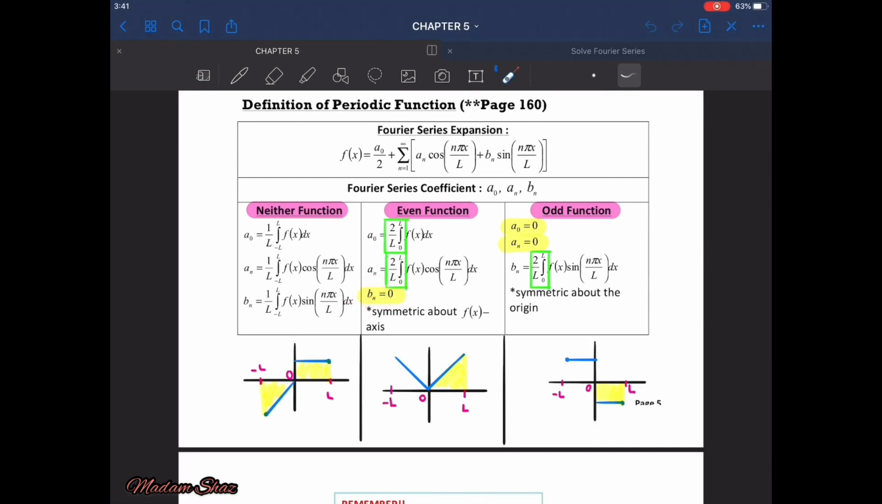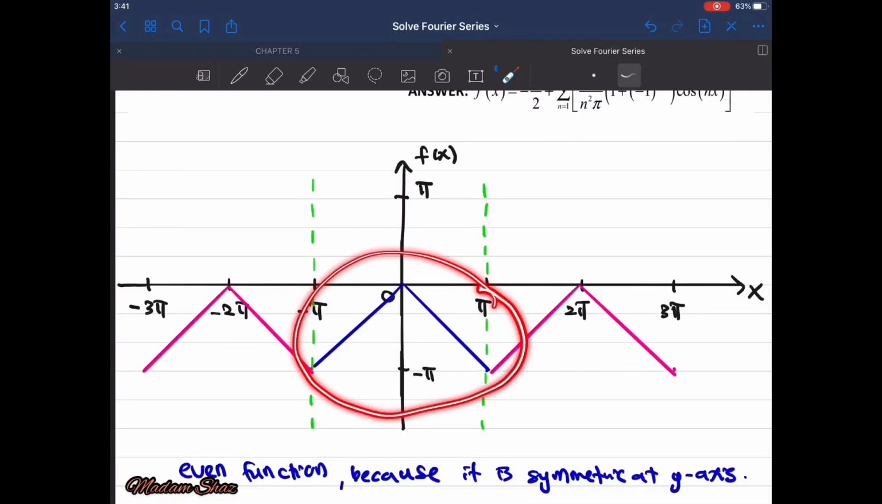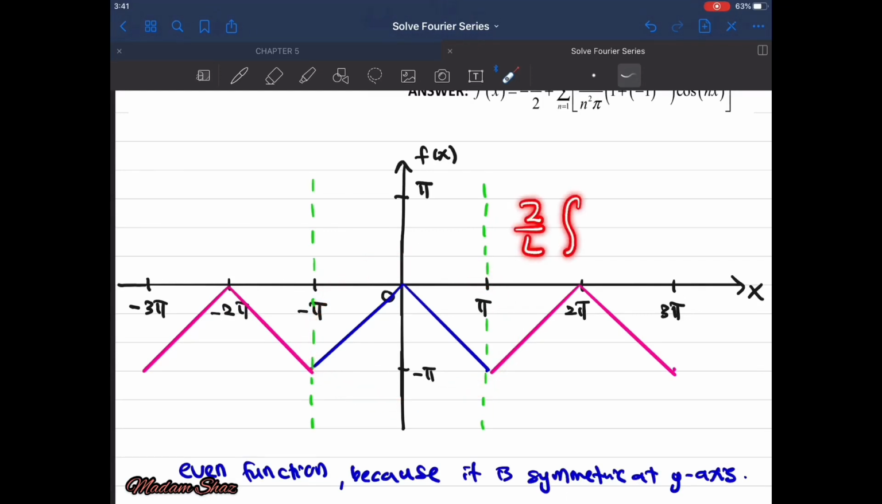So the formula for a0 and an here is 2 over L, and we integrate from 0 until L. Why do we integrate from 0 until L? Because the graph here has the same pattern. So that's why we calculate 2 over L, integrate from 0 until L, whereby our L is equal to pi, and then we multiply with 2. Instead of integrating for both sides, we only integrate for one side.